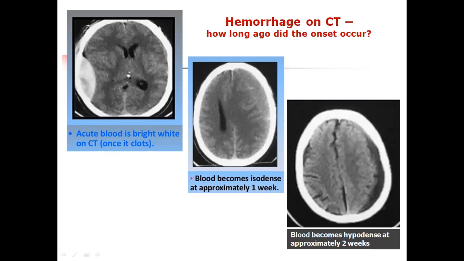Hemorrhage on CT at different times after onset. How long ago did the onset occur? Of course, it's a very important question. And what should we remember about this? Acute blood on CT scans is always bright.